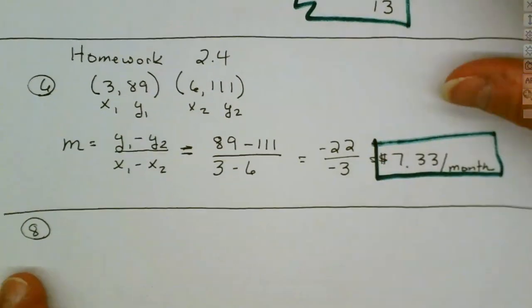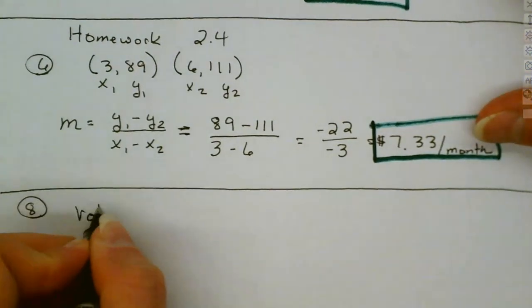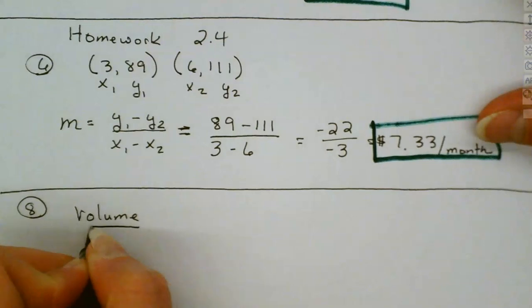Let's make sure we get our ordered pairs labeled correctly. So we want volume over the seconds.